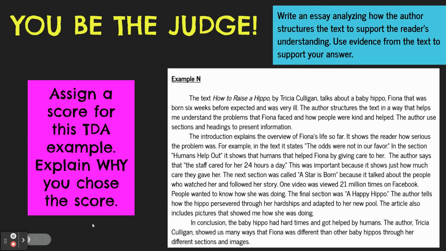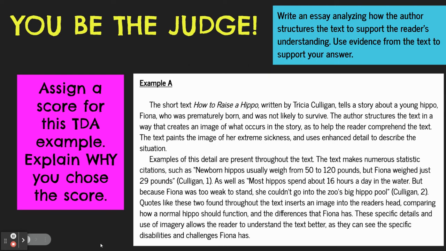This is example N. Read this essay. Using the rubric, assign a score, 4, 3, 2, or 1, and explain why you chose the score for this essay. And then here's the A essay, example A. Read this essay, assign a score, and explain why.